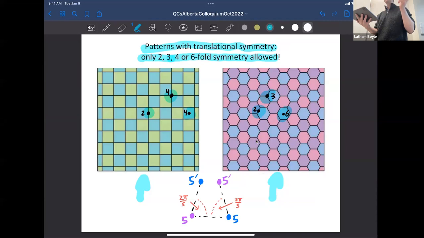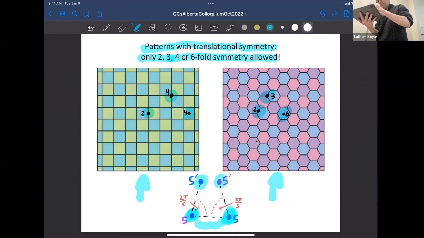At the bottom here, suppose we have one point of 5-fold symmetry, this purple guy on the bottom left. Then, if it's a translationally invariant pattern, there can't just be one point of 5-fold symmetry, because all the translations of that point have to be present as well. So suppose that there's some finite minimum separation between nearest neighbor points of 5-fold symmetry, and let these be an example of two such nearest neighbor points. Well, then the purple guy sees a blue 5 over to the right, but then it also has to see another point of 5-fold symmetry 2 pi over 5 away from that, up here. But you can make the same argument from standing at the blue 5: if it sees a purple 5 off to the left, it also has to see a purple 5 prime up here.